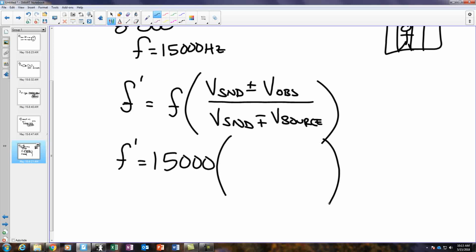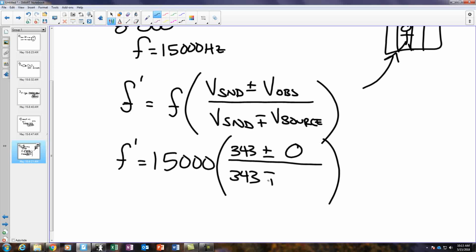Now we've got to figure out what the velocity of sound is. Most trains operate in the air. Not flying in the air, but in the air. So we assume the velocity of sound is going to be in the air. It's 343 meters per second. If it was somewhere else, the speeds of sound are listed in the textbook. Plus or minus, how fast is the observer moving? That guy up there, he's in jail. He's not going anywhere. So 0.